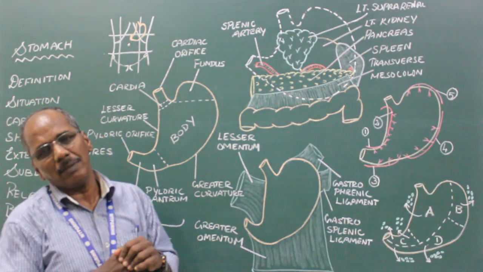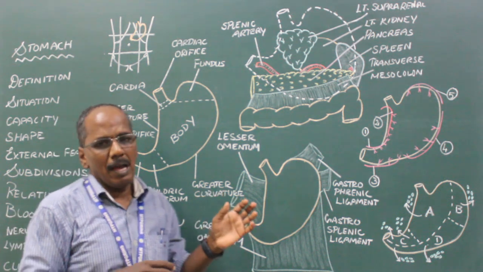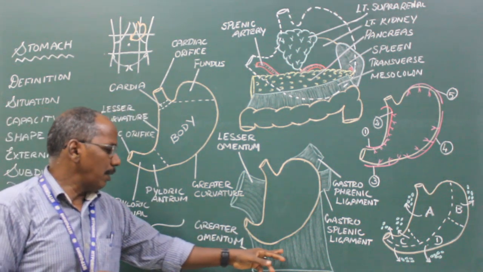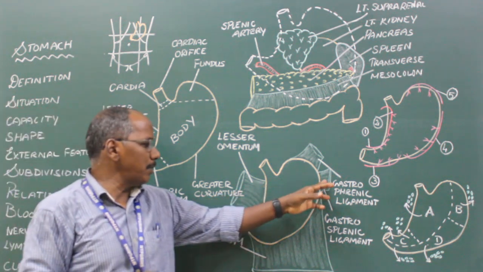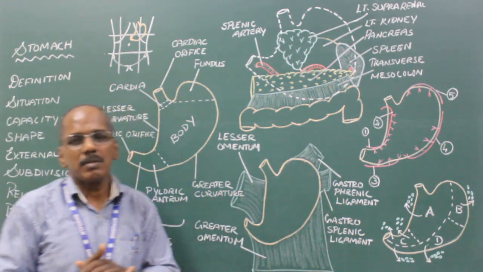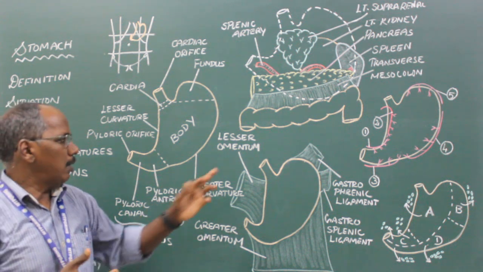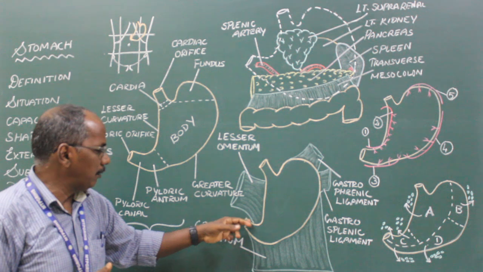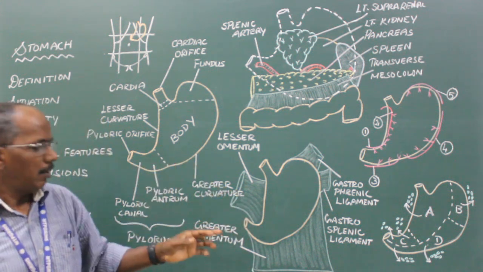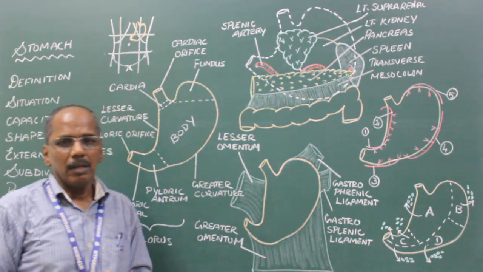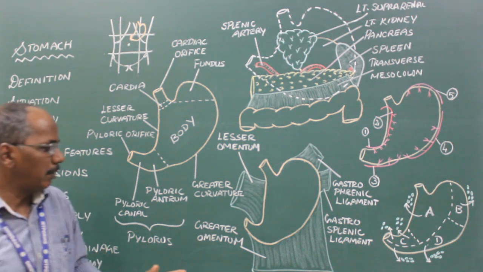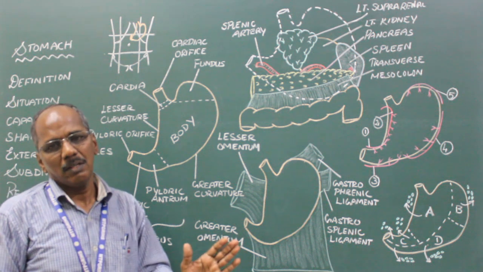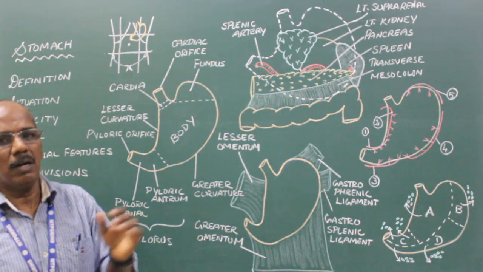Peritoneal attachments of the stomach. The stomach has the following peritoneal attachments. Number 1, lesser omentum. Number 2, greater omentum. Number 3, gastrosplenic ligament. Number 4, gastrophrenic ligament. Lesser omentum, it is a fold of peritoneum which extends from the lesser curvature of the stomach to the hilum of liver. Greater omentum, it is a fold of peritoneum which extends from the right 2/3 of the greater curvature to the transverse colon.